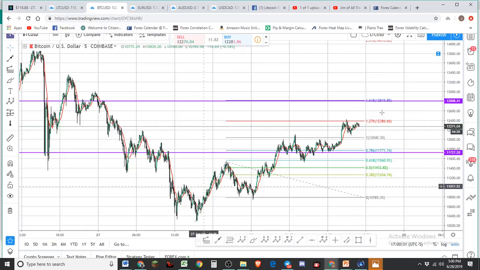But this is looking fairly corrective in my opinion. It's been slow and monotonous. It's not motive-like, it's corrective-like. So that's my take on it. I think we're probably heading down from here. We might have a little bit more of a push up shy of the 1618, but then we're probably heading down. So that's what I'm looking at for Bitcoin and Litecoin. So that's just a quick update. I didn't want to leave you hanging.